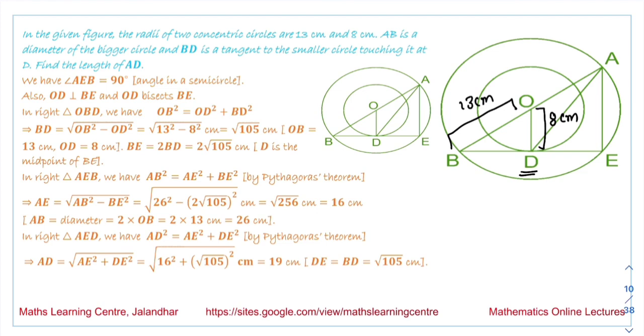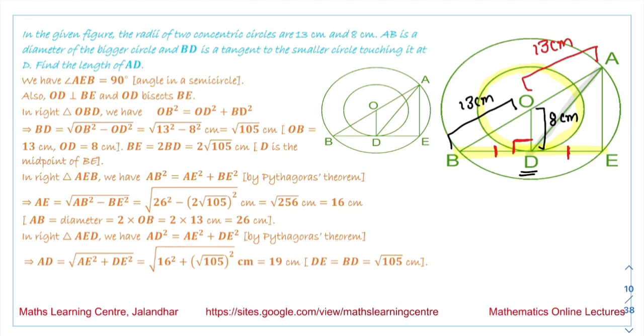So for this smaller circle, this line BE is the tangent to this circle. If this is the tangent, it means for this OD radius this angle will be 90 degrees, and both these lengths, BD and DE, will be equal to each other. We have to find the length AD. Now if this length OB is 13 centimeters, then this length OA is also 13 centimeters. It is the radius of the larger circle.